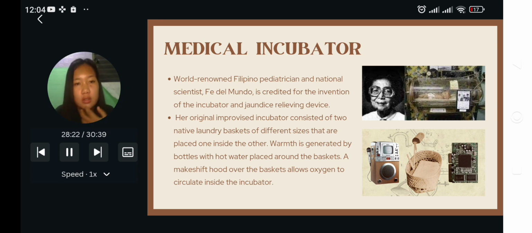Siya pala yung nakadiscover ng medical incubator. And then, yung medical incubator niya before is just made from bamboo. So, yan. Gawa lang siya sa bamboo. Okay. So, yun. Napaka-ingenious talaga ng invention na ni Dr. Fidel Mundo.